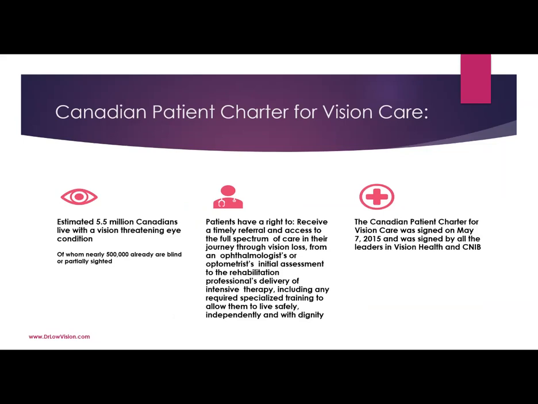So with that, I want to first start off that back in May of 2015, there was a Canadian patient charter for vision care that was signed, and that was between the leaders in vision care, vision health, and the CNIB. And it was estimated that 5.5 million Canadians live with a vision-threatening eye condition, and of whom over 500,000 are blind or partially sighted. And a big thing that they wanted to come up with this Canadian patient charter for vision care is to allow patients to have timely referral and access to the full spectrum of care for their journey with vision loss.